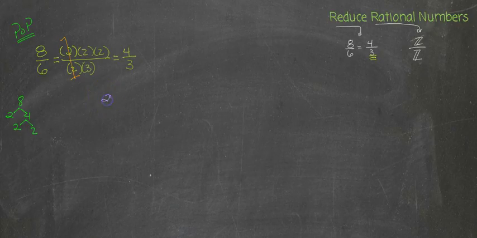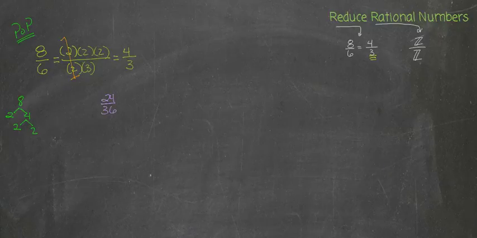All right, let's do another less simple example. Let's take 24 over 36. Now this one's almost easy enough to do in your head. You think of what could I divide 24 by that I could also divide 36 by, and I'd want to divide as much as I can.